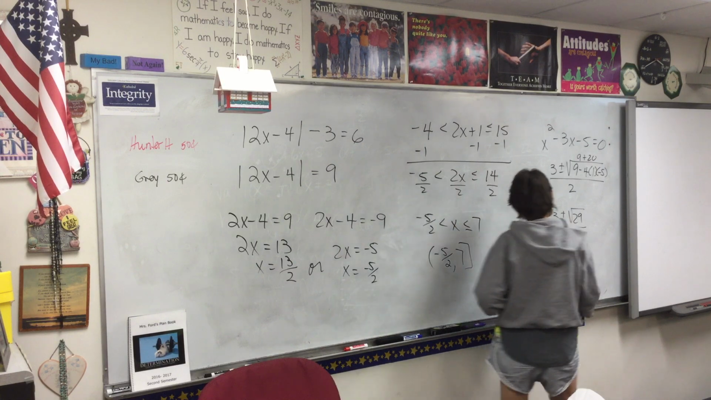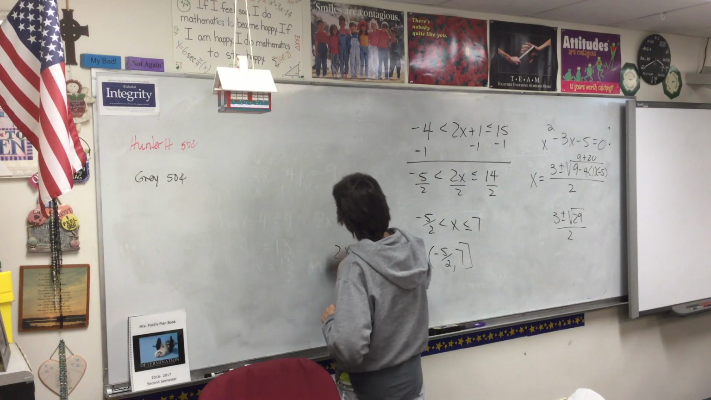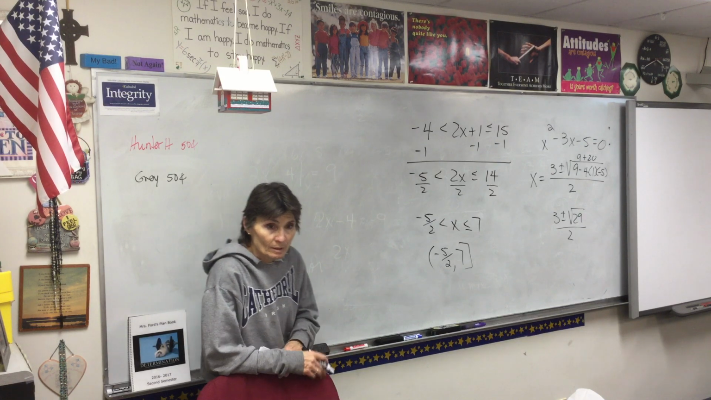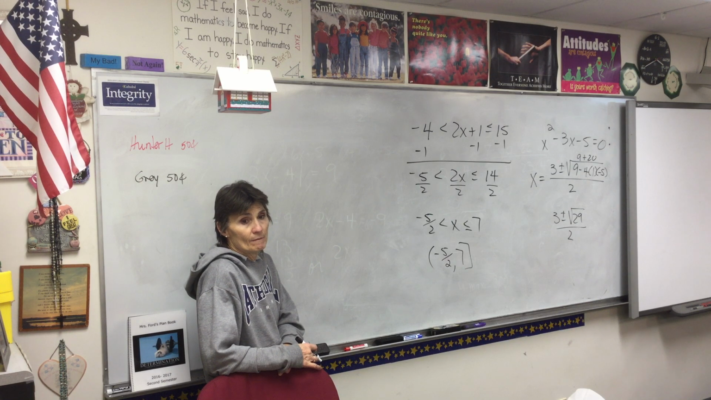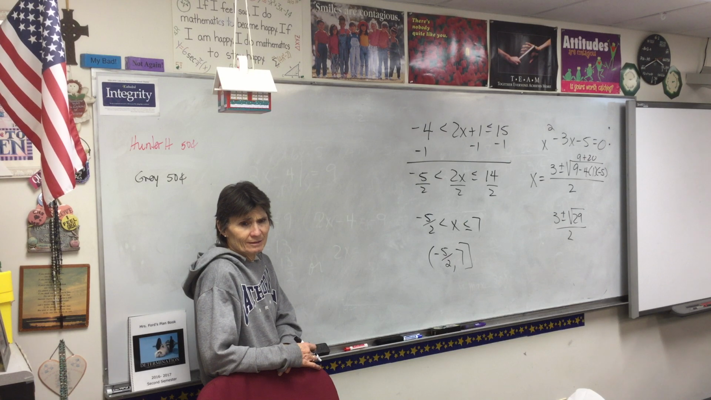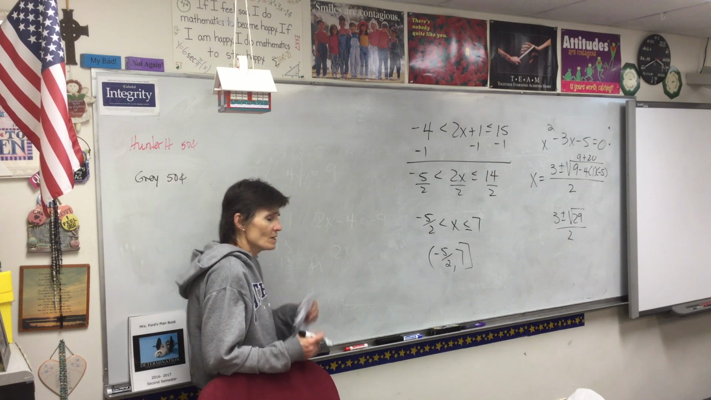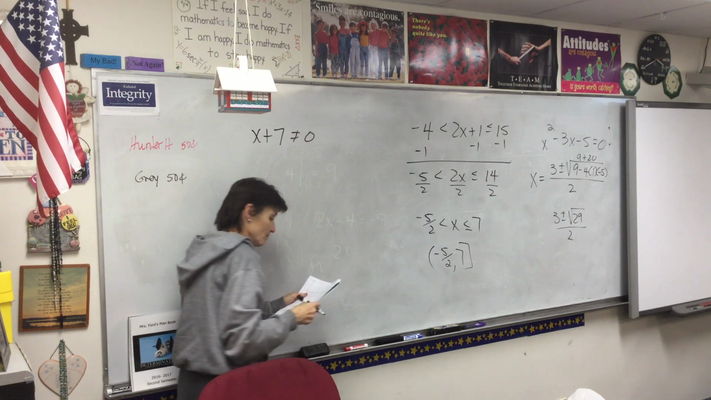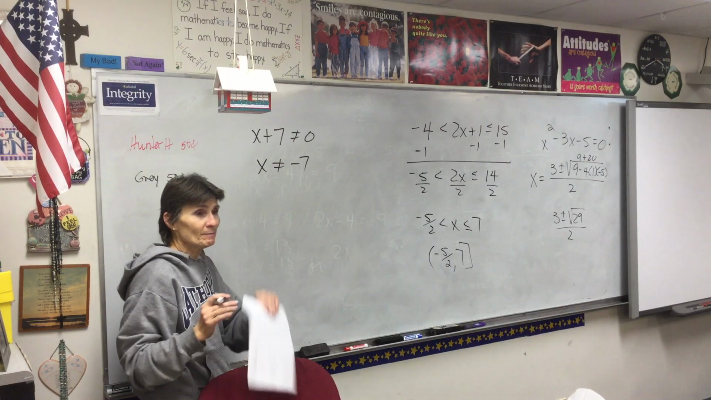All right, number 7, find the domain. There are 2 things we have to worry about with domain. Anybody remember what those are? We just talked about them yesterday. What are the 2 things we have to worry about with domain? The bad factors. The denominator cannot be 0. So whatever is in the denominator cannot be 0, which means x cannot be negative 7.